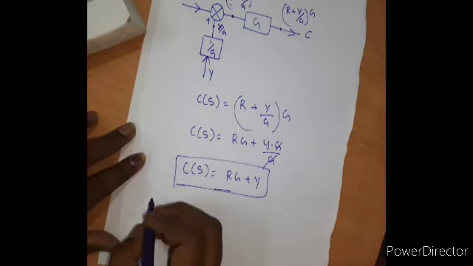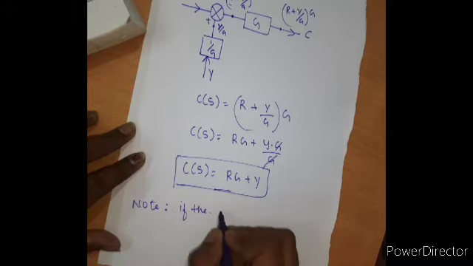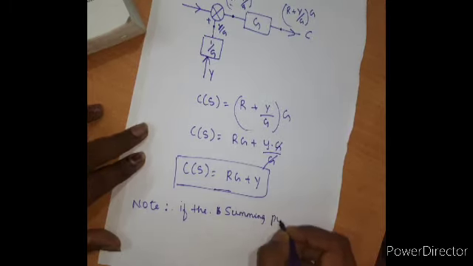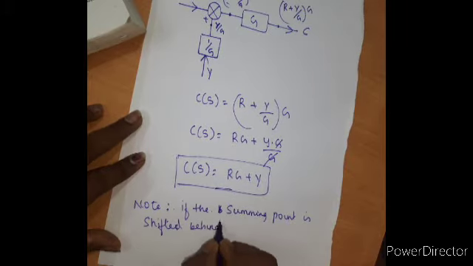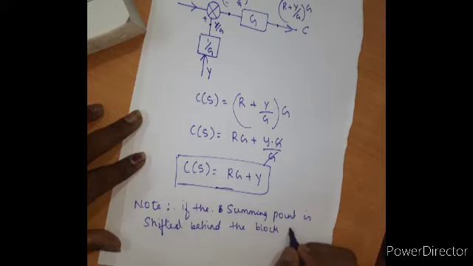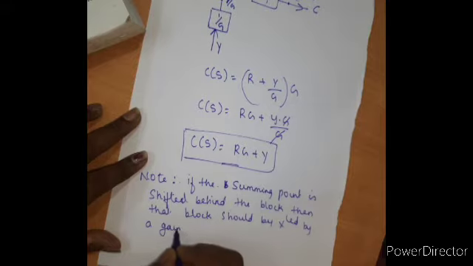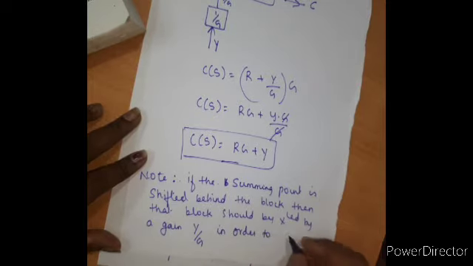So, note: if the summing point is shifted behind the block, then that block should be multiplied by a gain of Y by G in order to retain the output.